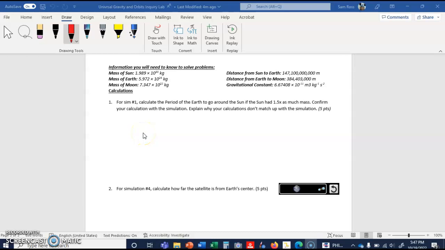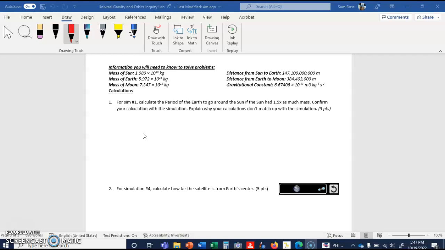This is Mrs. Ross, and this is the Universal Gravitation Lab. Actually, this is just like the last 4 questions, so I'm going to go through, and you can either pause it or fast forward or what have you. So here we go. For number 1, it says, for sim number 1, calculate the period of the Earth to go around the sun if the sun had 1.5 times as much mass. Confirm your calculation with the simulation. Explain why your calculations don't match up.